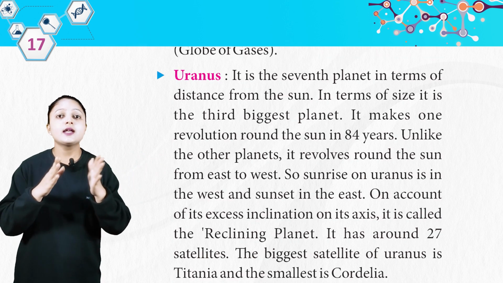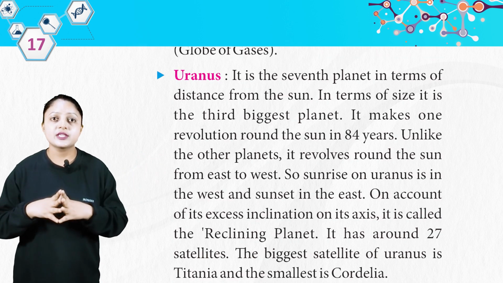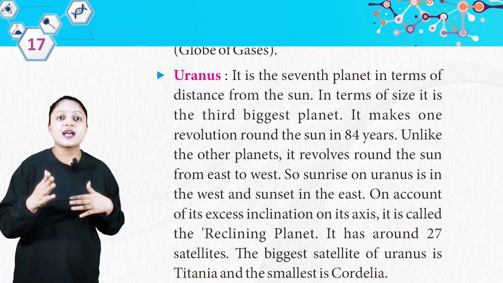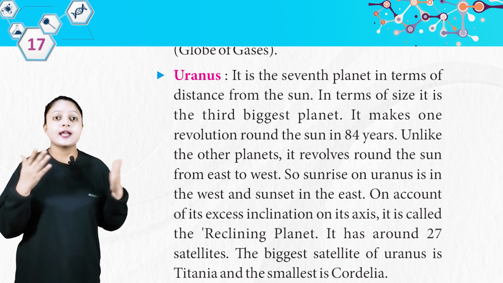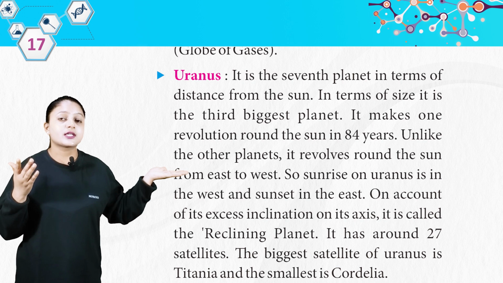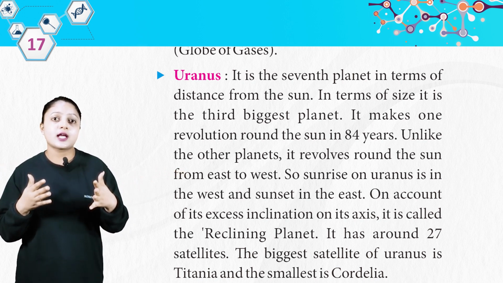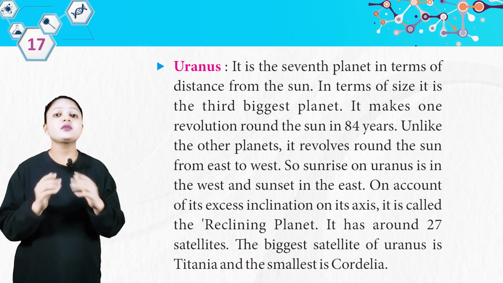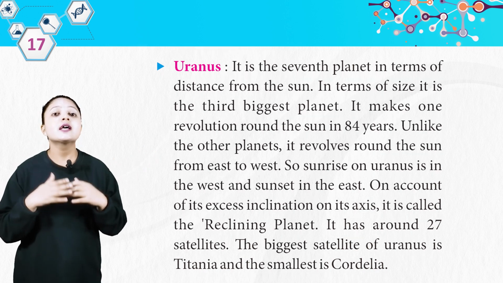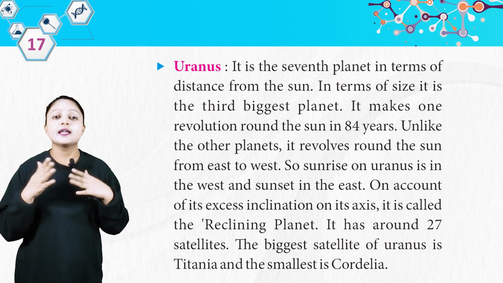Saturn is also called a ball of gas, a globe of gases. Uranus. It is the seventh planet in terms of distance from the Sun. In terms of size, it is the third biggest planet. It makes one revolution round the Sun in 84 years. Unlike the other planets, it revolves around the Sun from east to west. So sunrise on Uranus is in the west and sunset in the east.